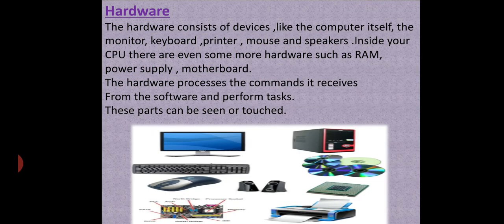What is hardware? Hardware consists of devices like the computer itself, the monitor, keyboard, printer, mouse, and speakers. Inside your CPU, there is even more hardware such as RAM, random access memory, power supply, and motherboard. The hardware processes the commands it receives from the software and performs tasks. These parts can be seen or touched.